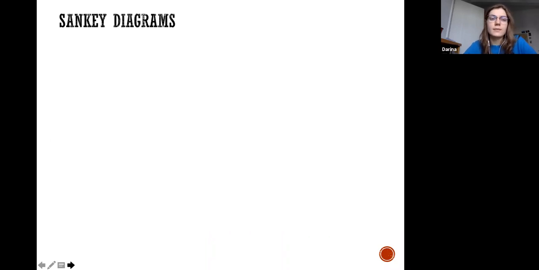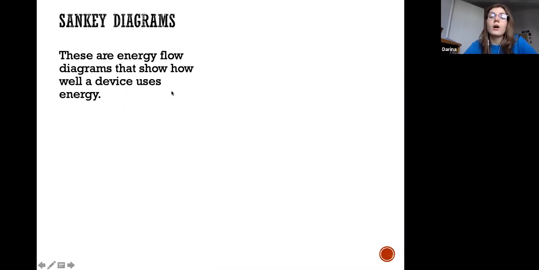All right. Moving on to the final thing I wanted to talk about, which was this idea of imperfect energy transfers. And this is Sankey diagrams. So we've got energy flow diagrams, and these show us exactly what we've been talking about so far: how much of the energy that is produced is wasted and how much is actually used in a useful way.